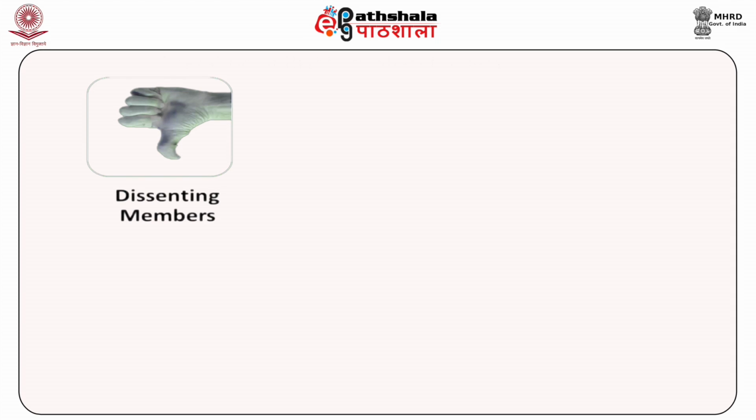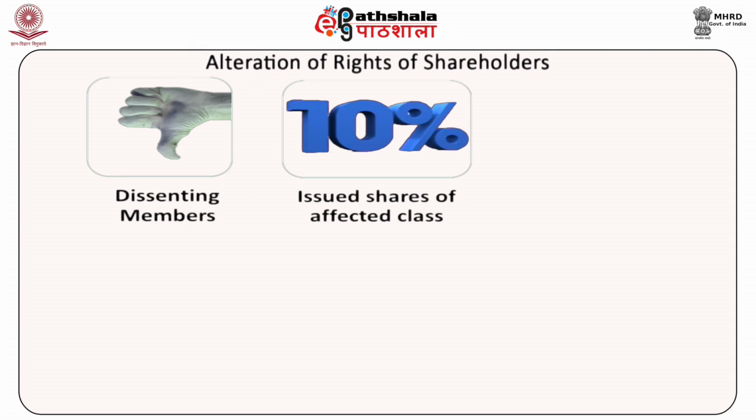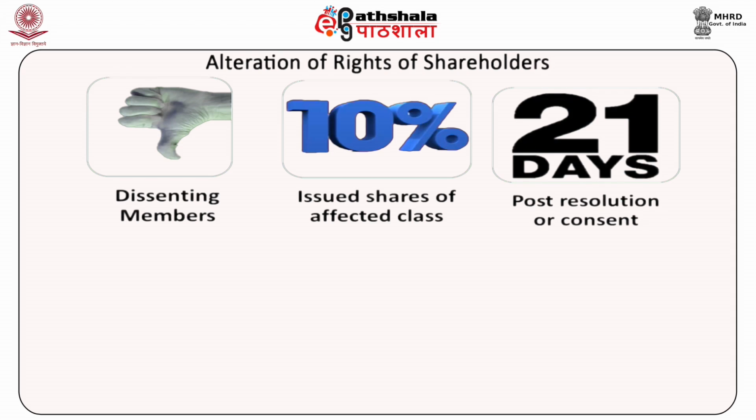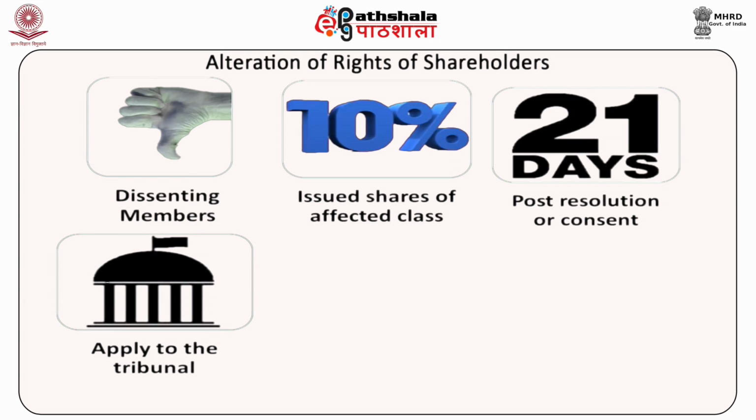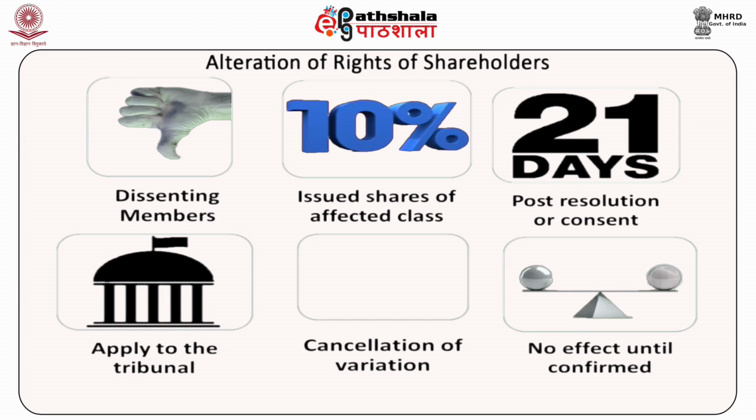Dissenting members holding not less than 10% of the issued shares of the class affected may, within 21 days after the passing of the resolution or consent given, apply to the tribunal or court for the cancellation of the variation. If such an application is made, the variation will have no effect until it is confirmed by the tribunal or the court.